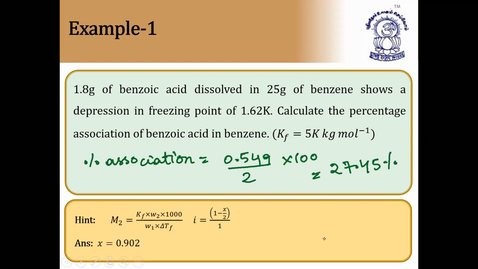So first you will find the i value as usual. M2 is given. So first you will find the i value. i is equal to 1 minus x by 2 by 1 because it is association, and you will get the x value as 0.902. I hope it is clear now. They have given the i value only.